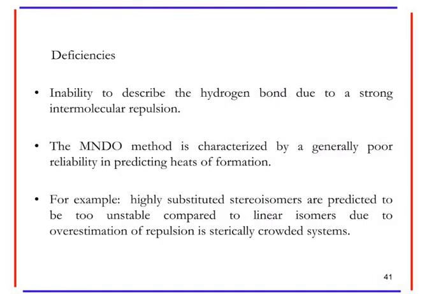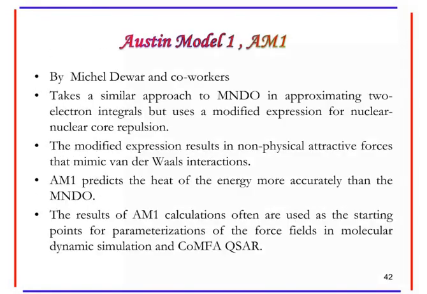Deficiencies: inability to describe the hydrogen bond due to a strong intermolecular repulsion. The MNDO method is characterized by generally poor reliability in predicting heats of formation. For example, highly substituted stereoisomers are predicted to be too unstable compared to the linear isomers due to overestimation of repulsion in a sterically crowded system.